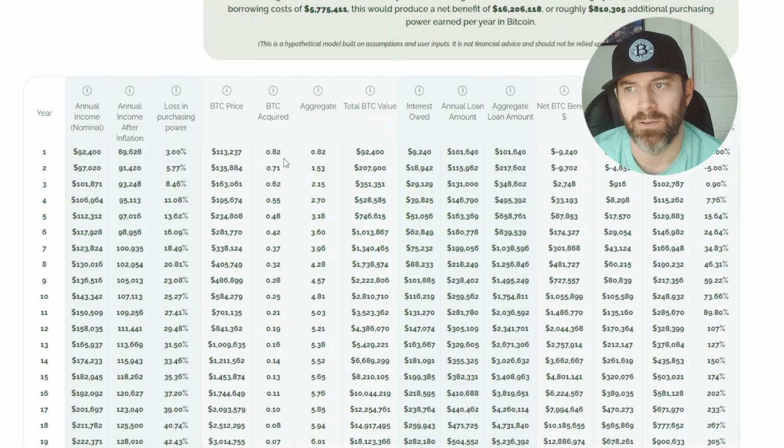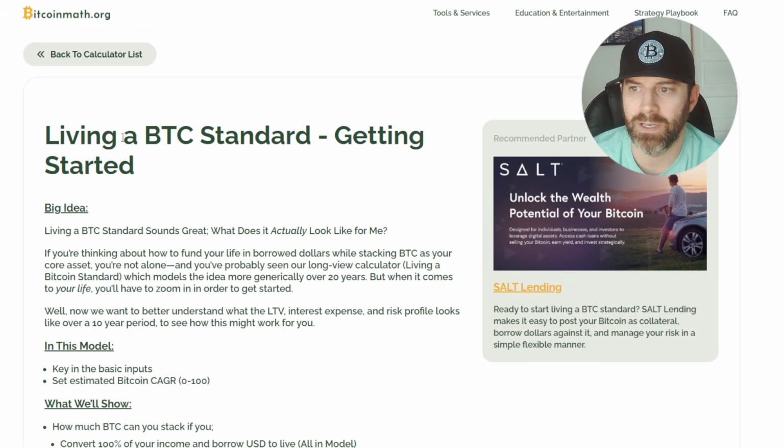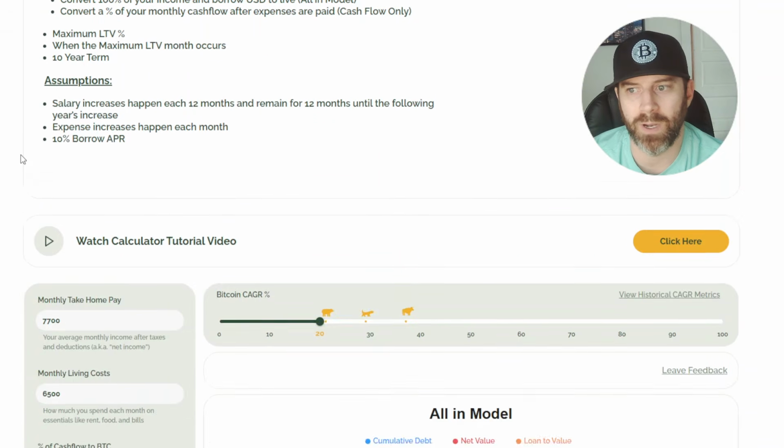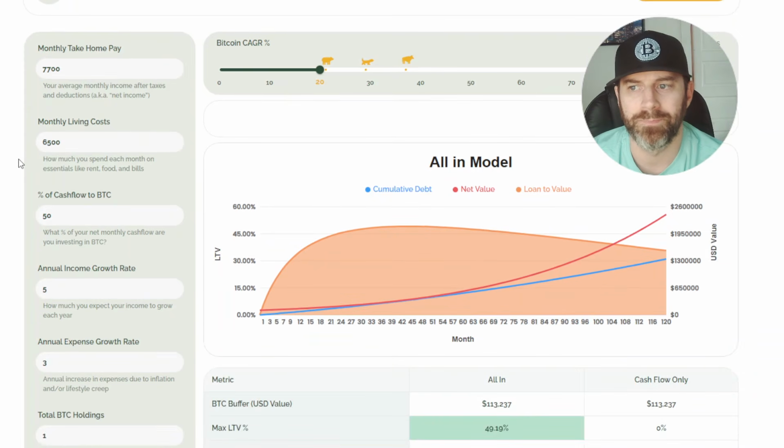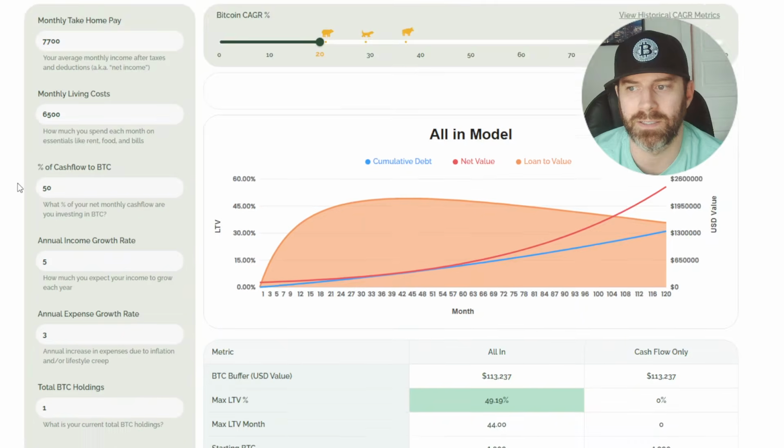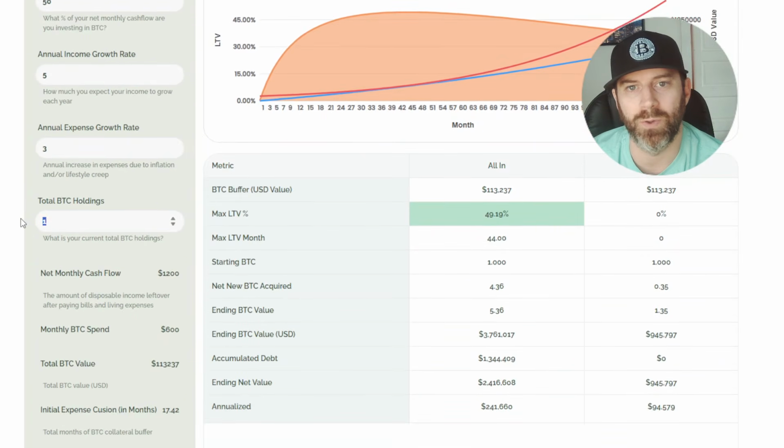The other thing that we'll take a look at is the getting started model, right? So if you believe in this concept, but you're not sure how to get started or what LTV you should be targeting, what kind of Bitcoin collateral assets you should bring into this scenario as a buffer, this model will help you. I've keyed in the same metrics here. I've just included my monthly living costs and then my Bitcoin holdings that I was able to bring to this scenario to act as that collateral buffer. So you can see here that using 1 Bitcoin as my collateral buffer shows up right here.